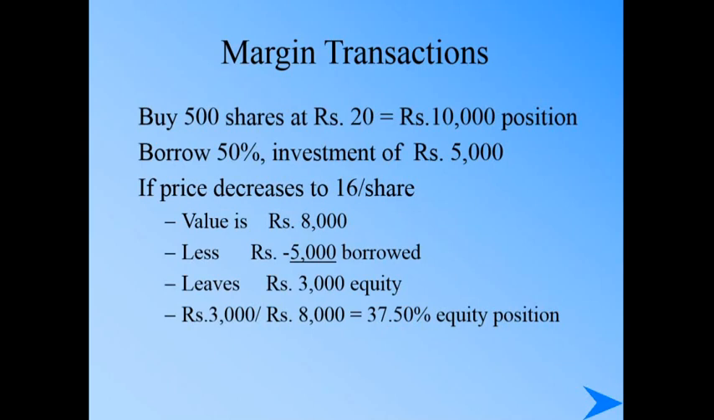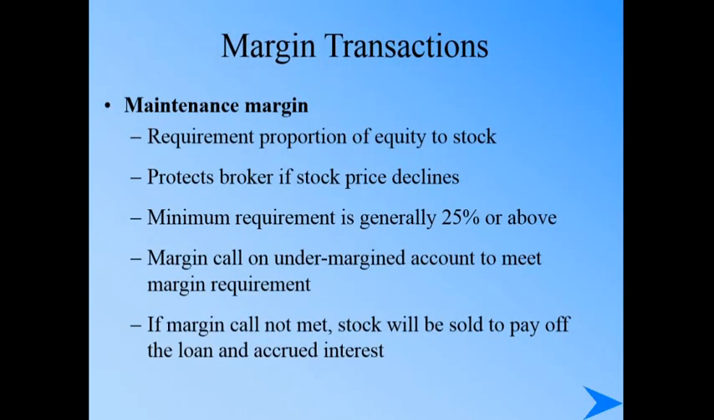For that very reason, there is a minimum maintenance margin. Now let's go to this slide and you will understand. So there is a minimum margin, and if your margin drops to that level, you will receive a margin call, meaning you need to deposit additional money, otherwise the broker will sell your stock. So that minimum margin is generally 25% or above. The margin call applies to margin accounts to meet the margin requirement.